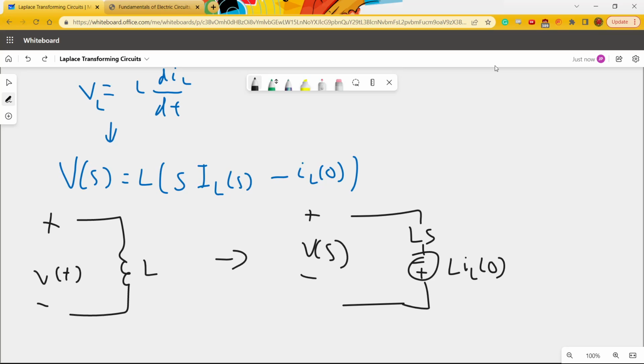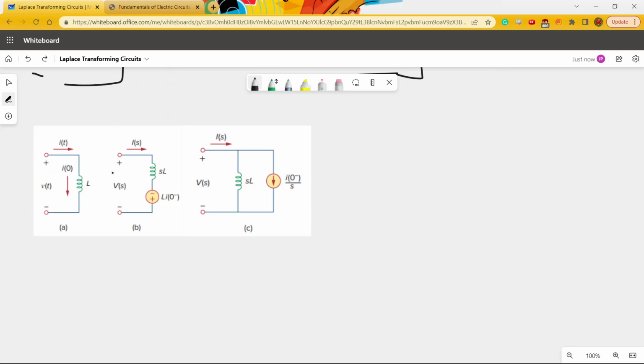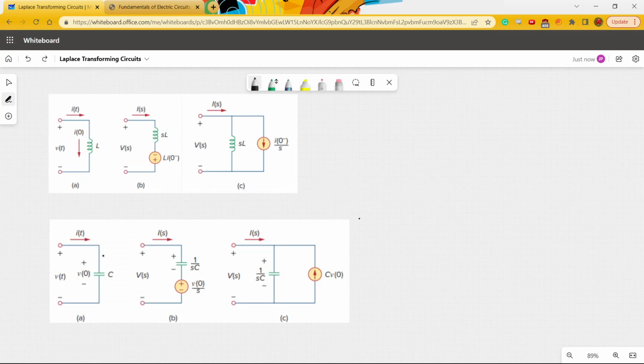I will now proceed to give you some pictures from the book that look much prettier than my own diagrams. An inductor can be transformed into either an inductor plus a voltage source that has this form, or an inductor and a parallel current source which has this form. Meanwhile, a capacitor can be transformed into this form or this form.